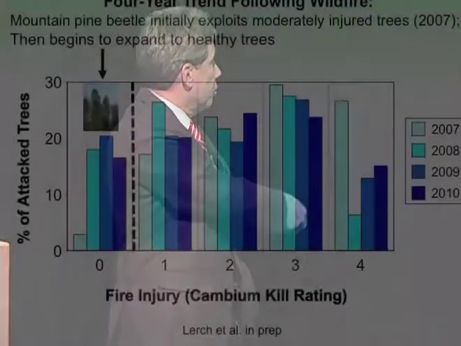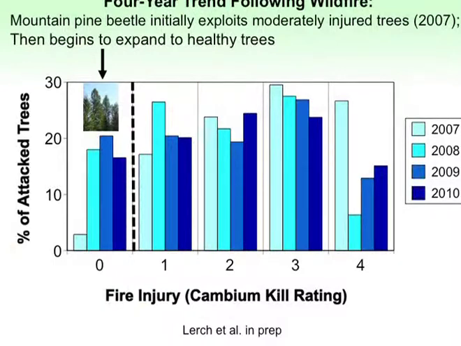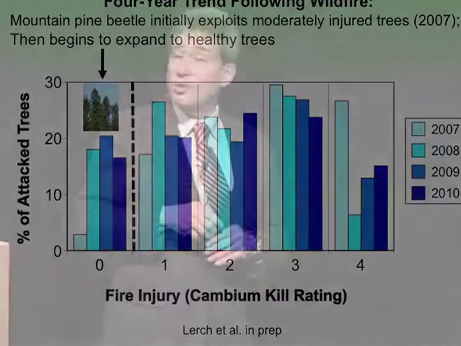And the same thing happened in Utah. This just shows one measure of fire injury, cambium kill rating. This is the percentage of attacked trees in that category. The year after the fire, 2007, again, it preferred to moderately injured trees. And after that year, it did start moving over into these uninjured trees. There was some evidence of positive feedback, and it looked like it might be an incipient outbreak. But it wasn't enough to get it over the hump.